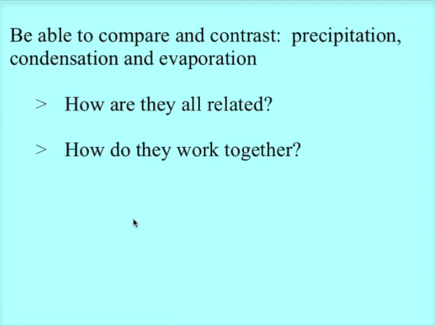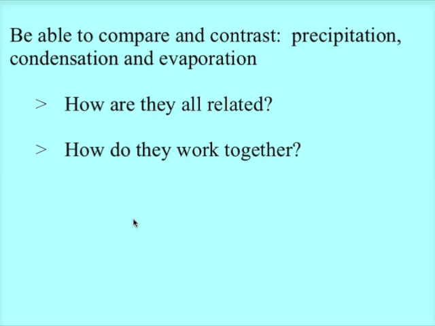Be able to compare and contrast precipitation, condensation, and evaporation. So know how they're all related. They're all part of the water cycle. They're all involved with weather and how they work together. We have evaporation. This is when the sun's energy causes water that's on our planet to change into a gas, and they call that evaporation.